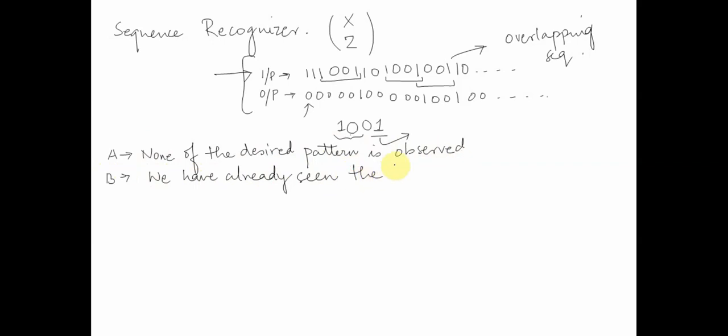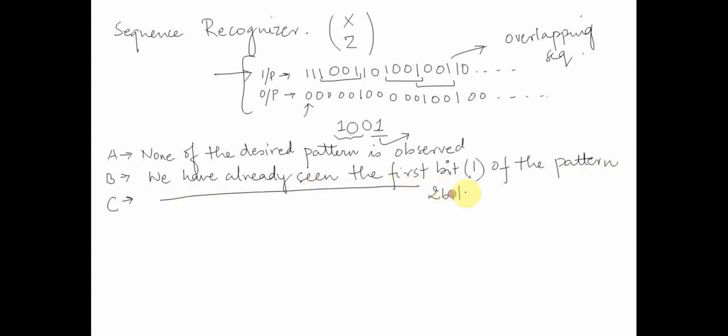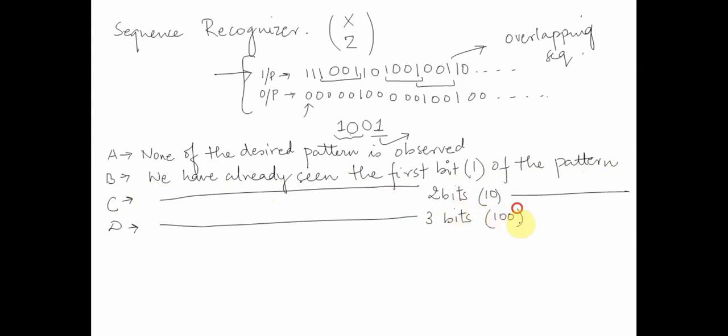the first bit 1 of the pattern. Let's assume state C is something like we have already seen the first two bits, basically 1 and 0 of the pattern. And let's assume D is a state where we say we have already seen the first three bits 1 0 0 of the pattern, right? If this is the case, what would happen?